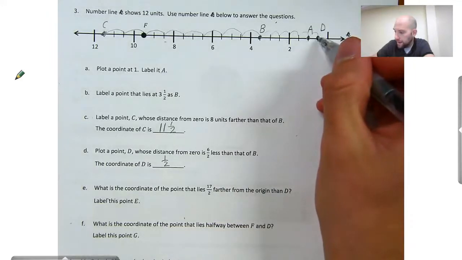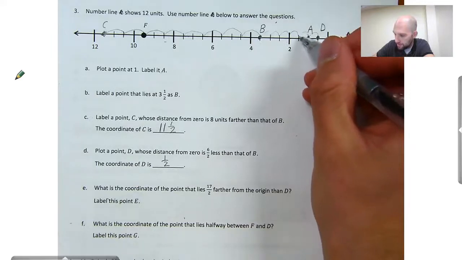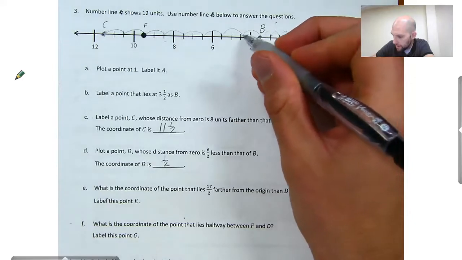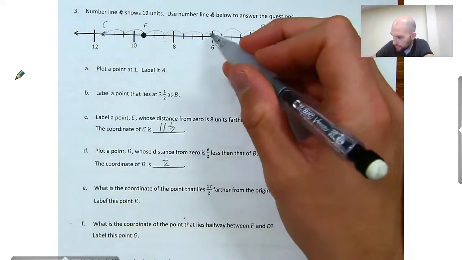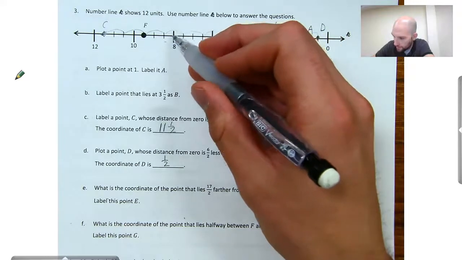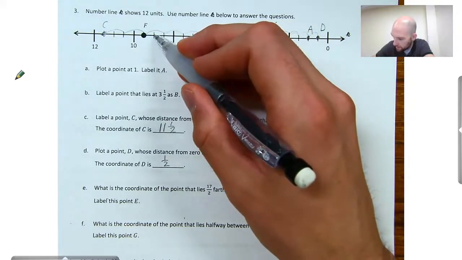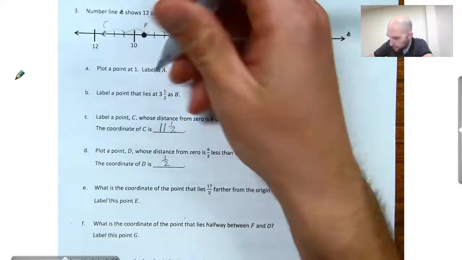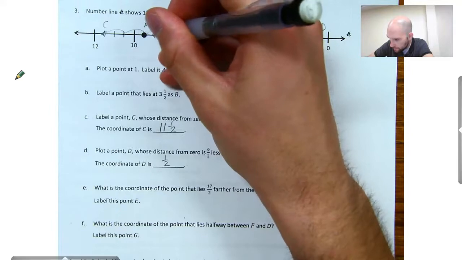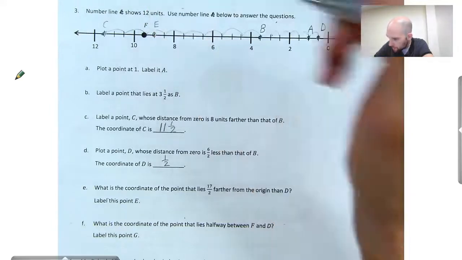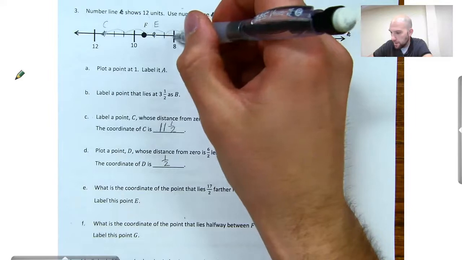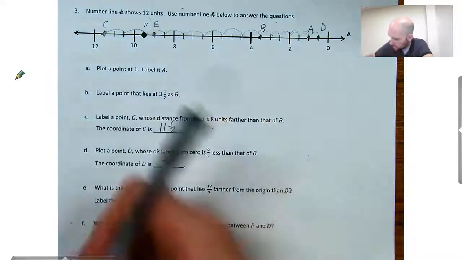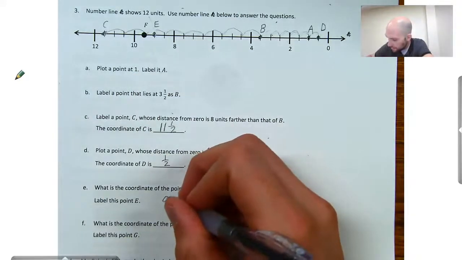So now we need to go 17/2 the other way. 1, 2, 3, 4, 5, 6, 7, 8, 9, 10, 11, 12, 13, 14, 15, 16, 17. And it's going to be right here next to point F. We're going to have point E. And point E is 8, 8.5, 9. It doesn't ask us where that's going to be, but it'll be at 9.